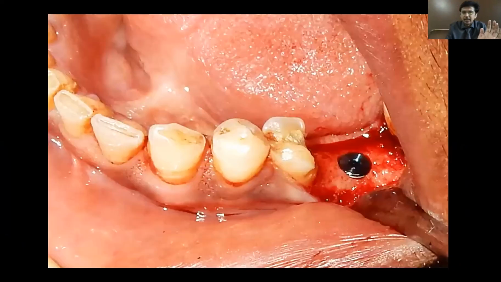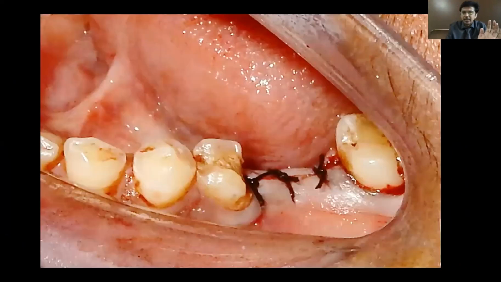And then finally a cover screw is placed.